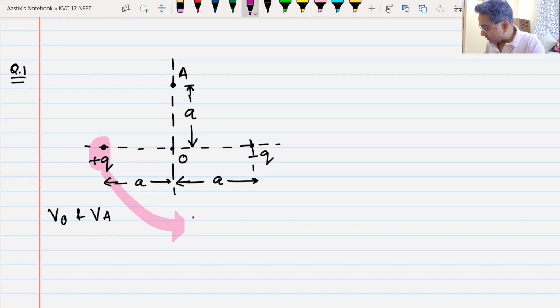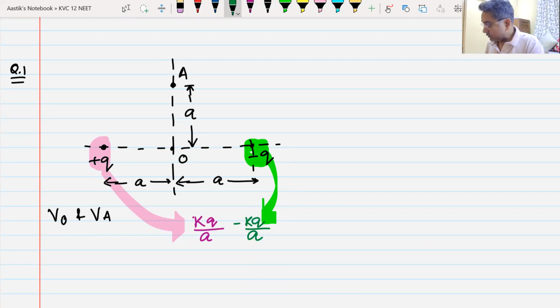Because of this charge, the potential is KQ by A. Yes or no? Yes, sir. And because of this charge, the potential at point O is minus KQ by A. Yes or no? Yes, sir. So that means the potential at point O becomes 0.